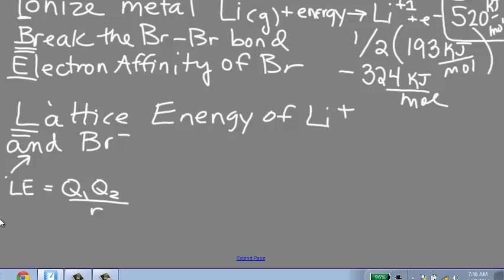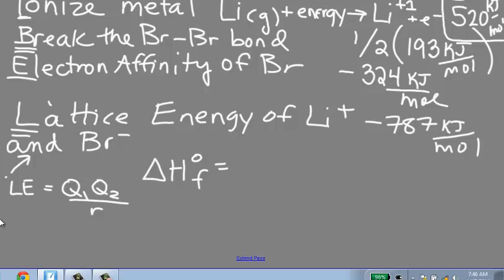So this is positive and this is negative, which means if you have a positive and a negative, your lattice energy will always be negative. Meaning this process will always be exothermic. It will always release energy. Okay? So the lattice energy of Li and Br is going to be negative 787 kilojoules per mole. And so then to get your overall delta H sub F, you add them together. S plus I plus B plus E plus L. Just simply add them together.